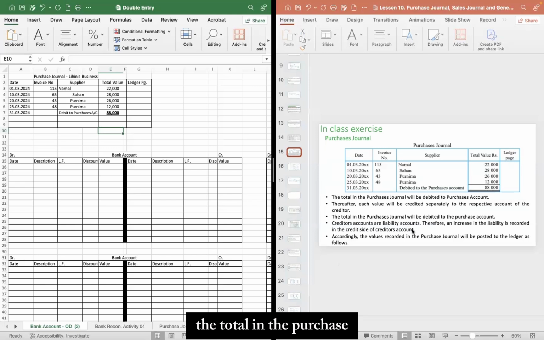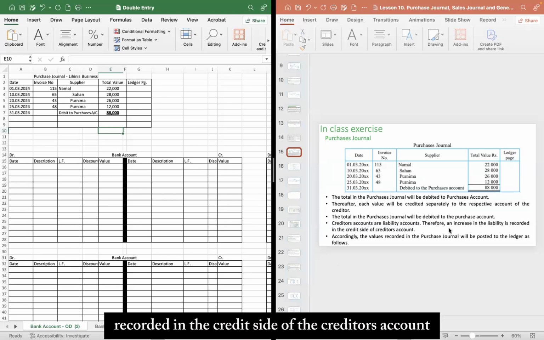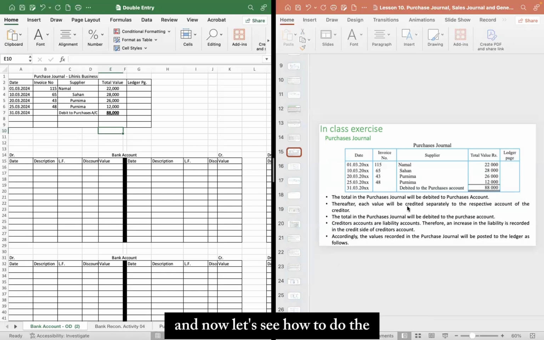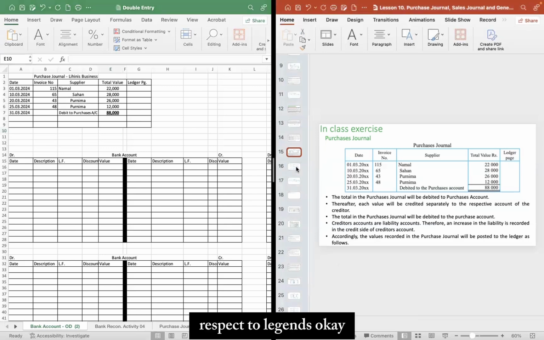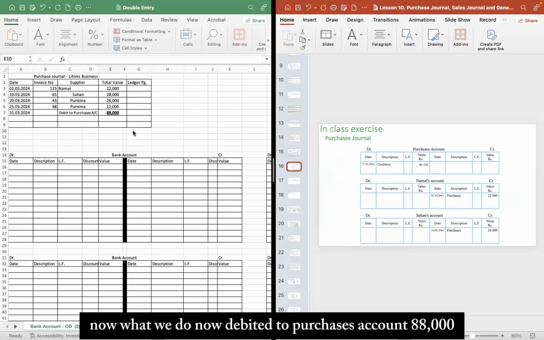The total in the purchases journal will be debited to the purchases account. Creditors accounts are liability accounts. Therefore, an increase in liability is recorded on the credit side of the creditors account. Accordingly, the values recorded in the purchases journal will be posted to the ledgers as follows. We firstly did the purchases journal, and now let's see how to post these transactions into the respective ledgers. Debited to purchases account 88,000.